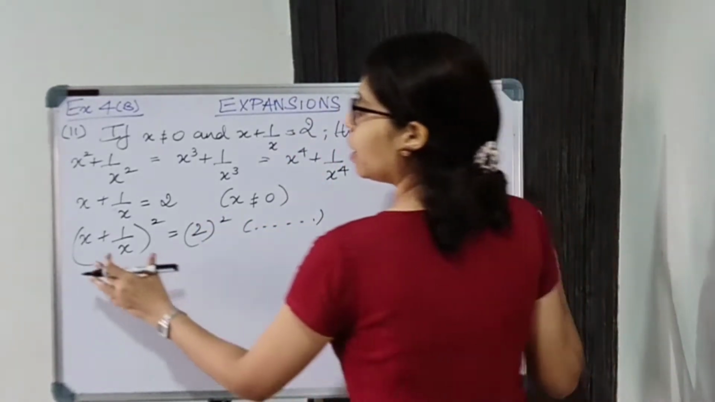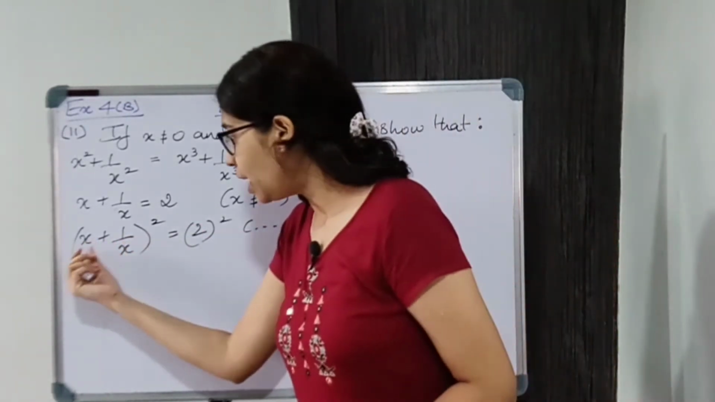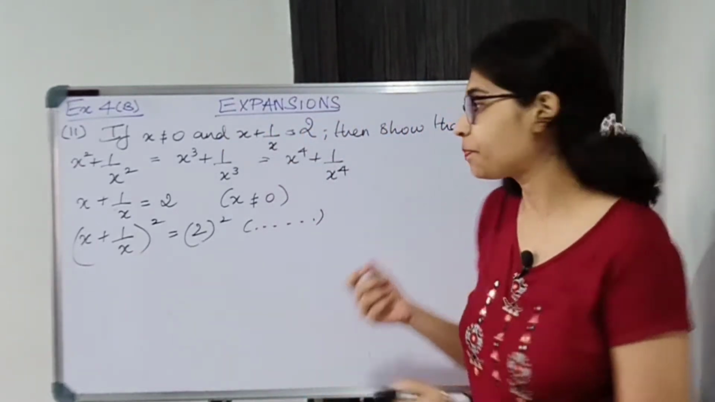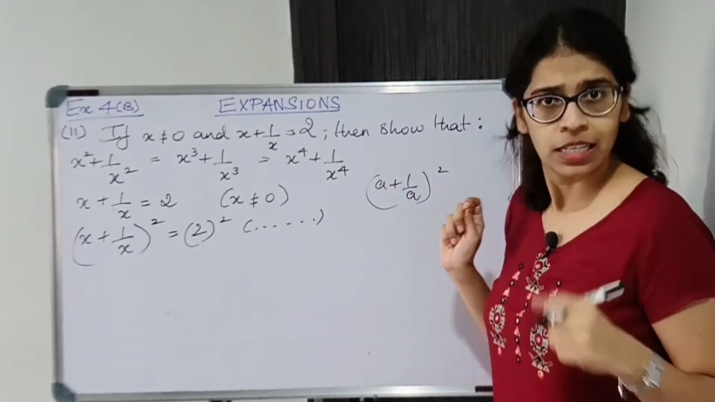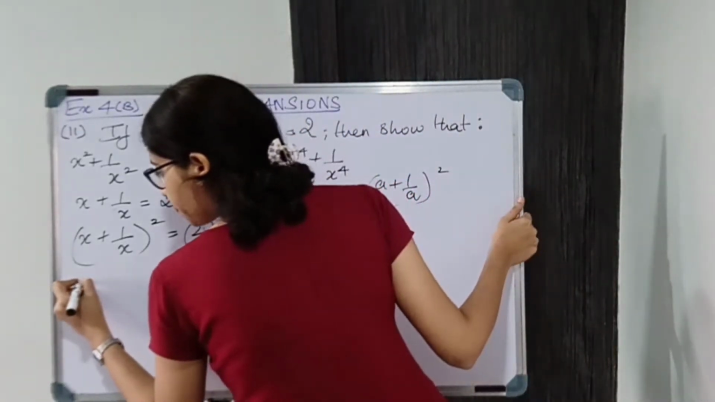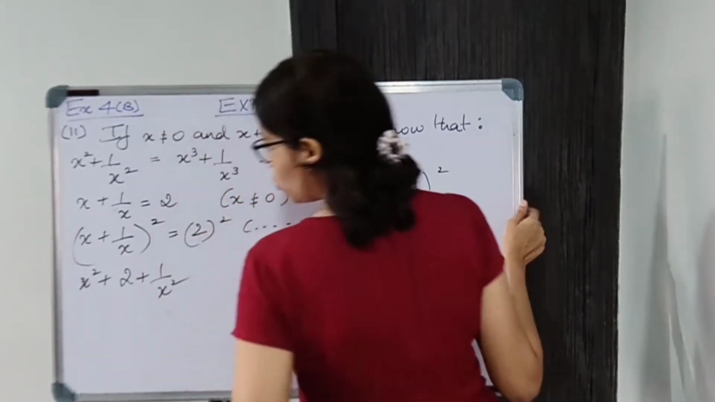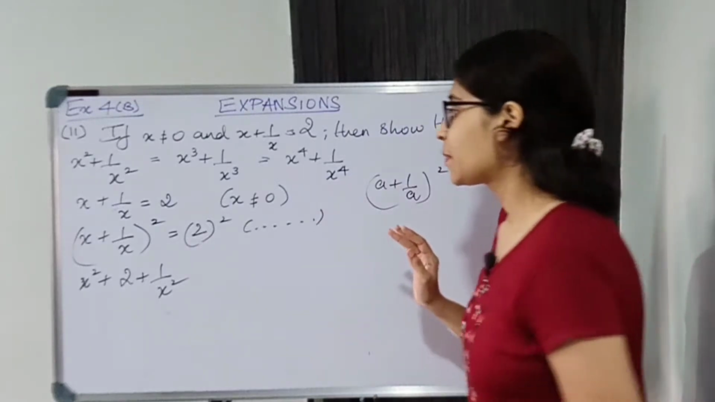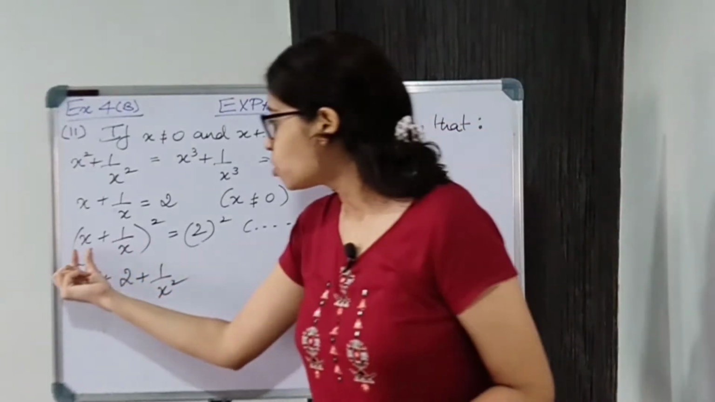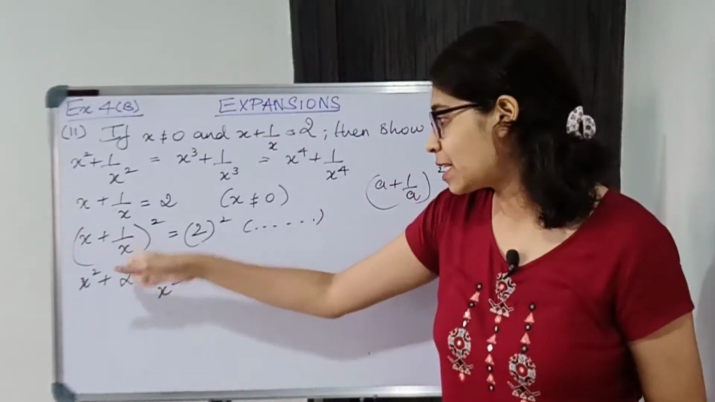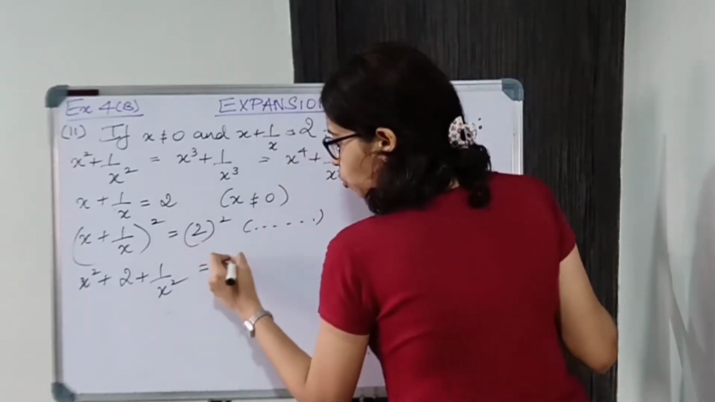Now use the identity. This is of the form a plus 1 upon a the whole square, with x in place of a. So it becomes x square plus 2 plus 1 upon x square. If you don't know this identity, you can use the identity for a plus b the whole square: a square plus 2ab plus b square. The x will get cancelled, so you get 2 only over here. This is equal to 4.